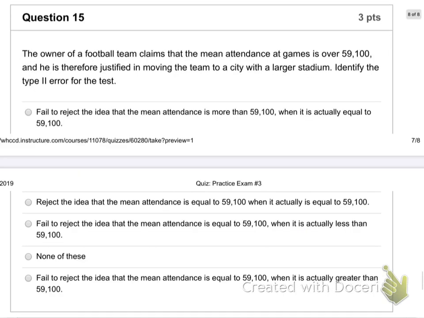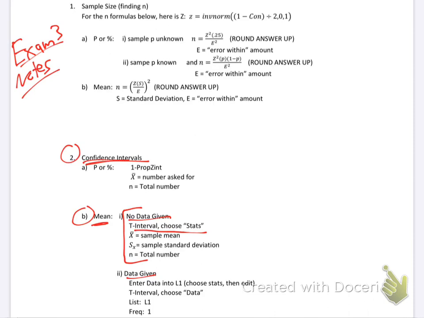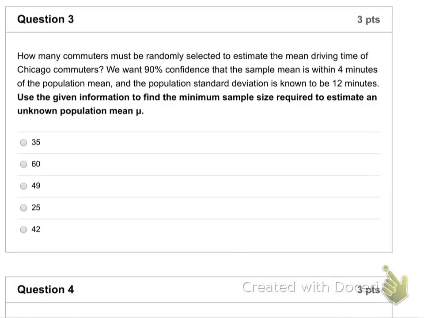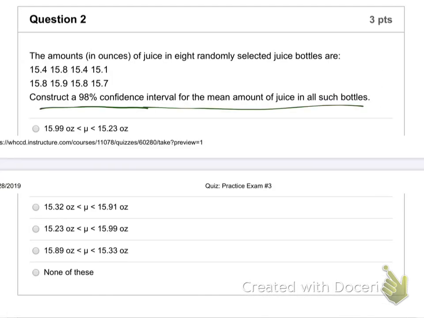Yeah, that's wise. All right, so it's right here, right? We're looking at data given. Data given. Enter the data into L1. This is a confidence interval, mean, data given. Put the data in L1. T interval, choose data. T interval, choose data. So let's go back and do that.